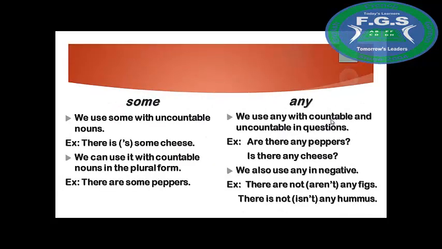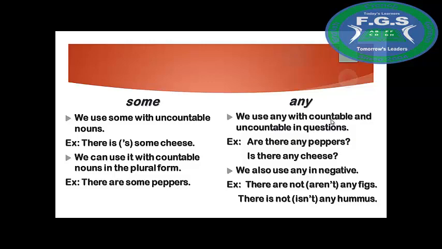Some and any. We use some with uncountable nouns. Like, there is some cheese. So with there is and some, we have to be followed by uncountable nouns. There is some cheese. I can't say there is some apples. No. After some here, you have to put uncountable nouns. There is some cheese. There is some water. There is some pasta. There is some meat.